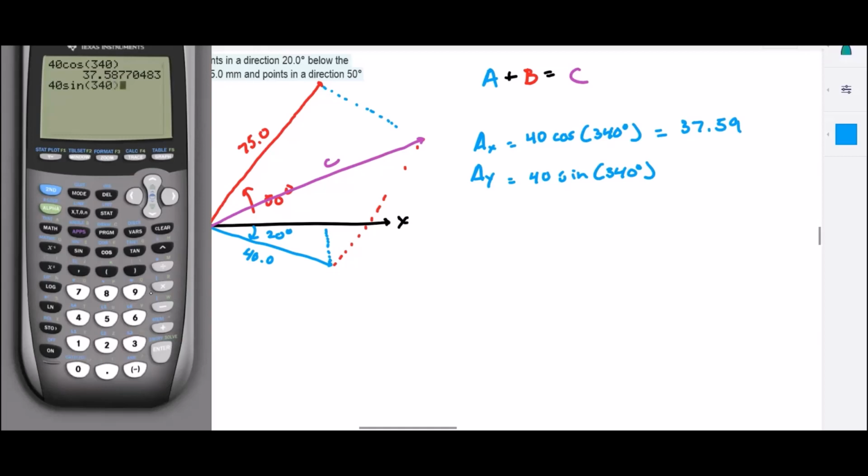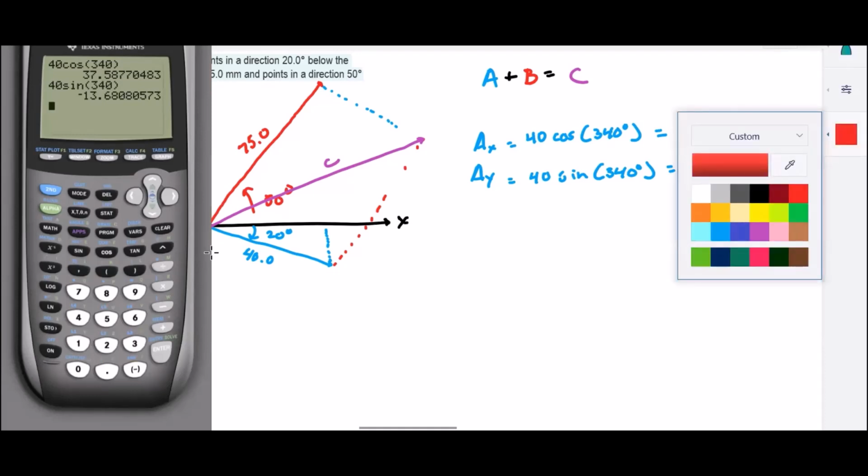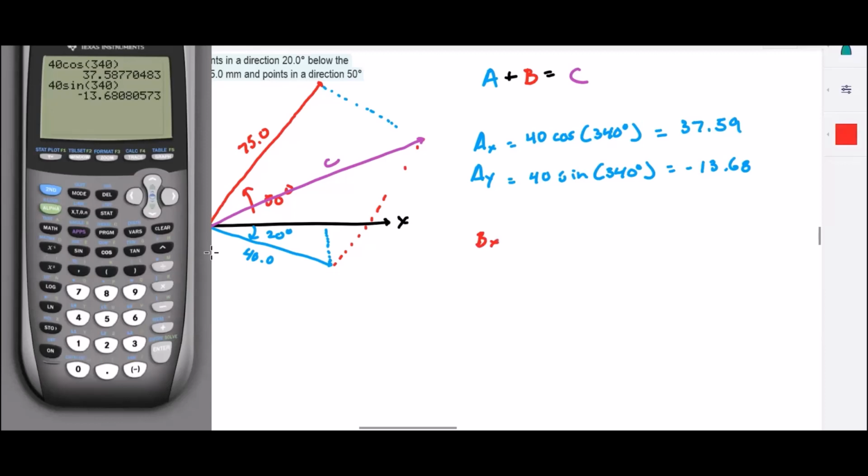40. Now this one should be negative because we're below the x-axis. Let's see if I get this right. All right, there we go. It is negative 13.68. Okay, let's do the same thing for the components for vector b.